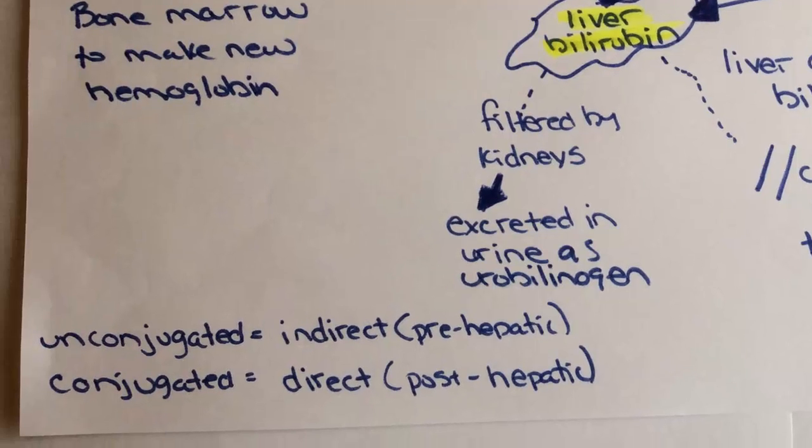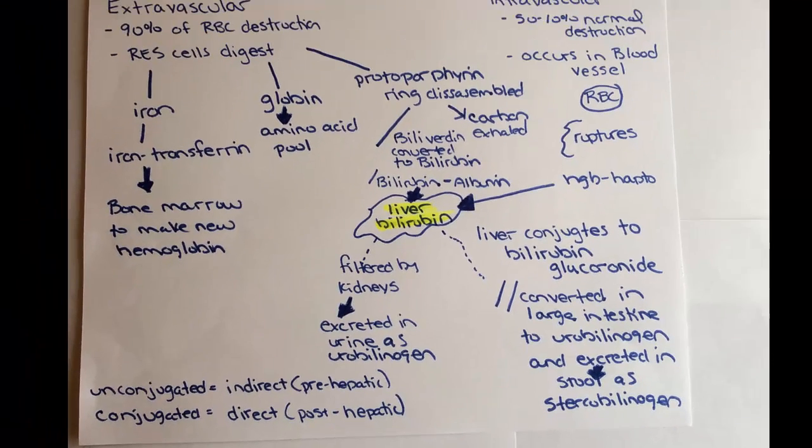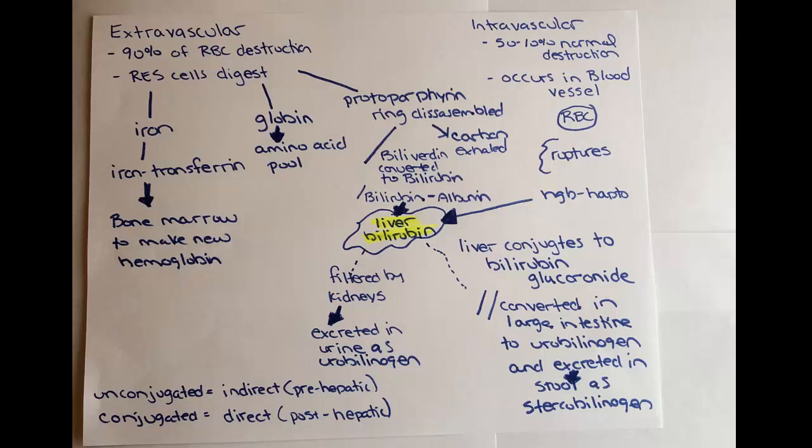I also want to make sure you understand unconjugated is the same as indirect. It's the prehepatic bilirubin. Conjugated is the same as direct or posthepatic bilirubin. So take notes from this video, go over them. Understanding what normally happens is going to help you understand when it can go horribly wrong. So get the normal destruction of red blood cells down.